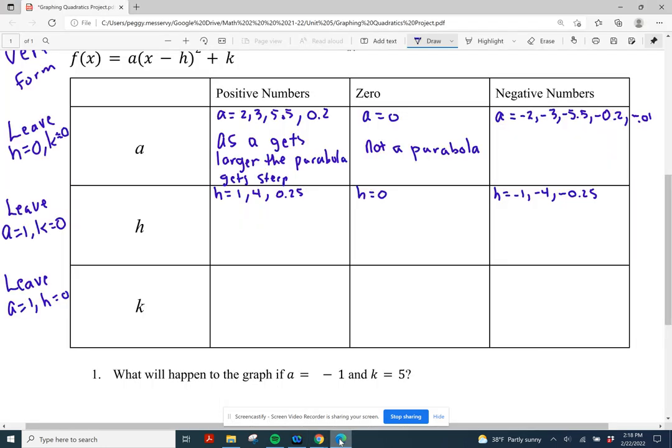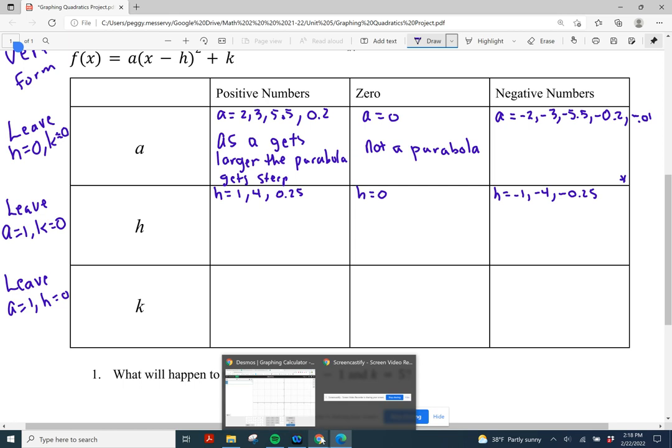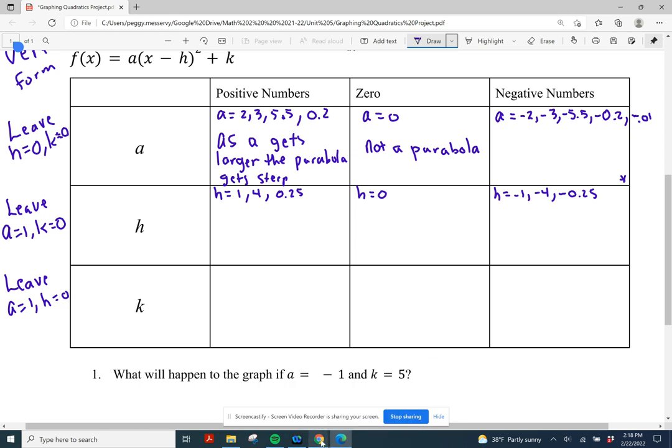Okay, so here we go. So you can fill in what happens over here. Fill in your explanation of what's going on here. So now let me go back to the H, and we'll play with H a little bit. So I have a 1, and I have a 4, and a 0.25 that I'm going to do for my positive values of H. Then I'm going to do the negatives of those.